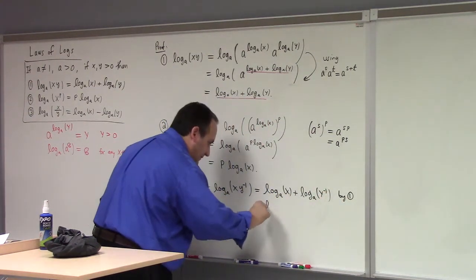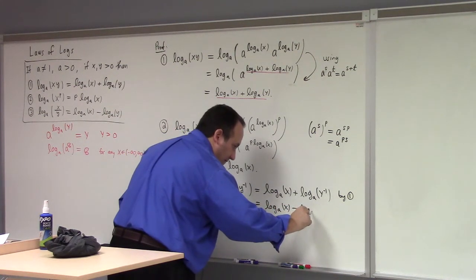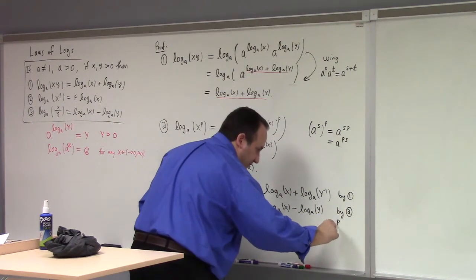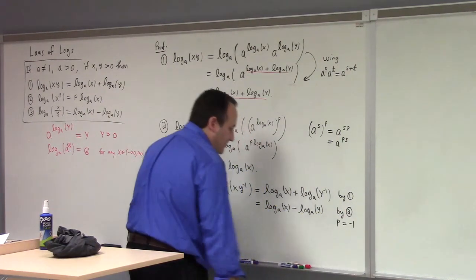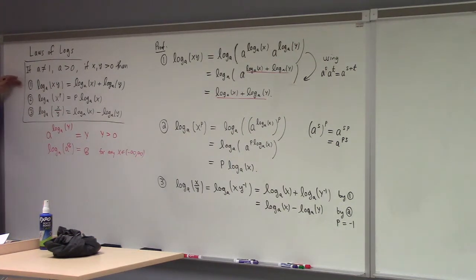And then that is equal to log base a of x minus log base a of y by 2, with p equal to what? P equals minus 1, right? So really, 3 is a logical consequence of 1 and 2. If I know 1 and 2 are true, I get 3 for free. So anyway, those are your laws of logarithms. There's why they're true. They're really just reformulations, in some sense, of the laws of exponents, which we already know, all right?